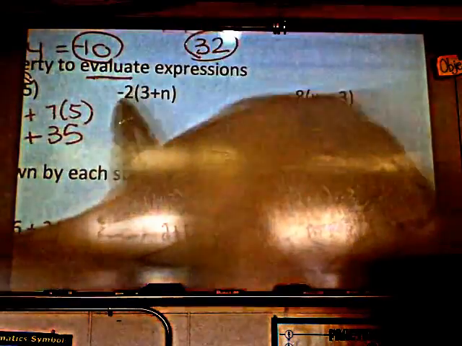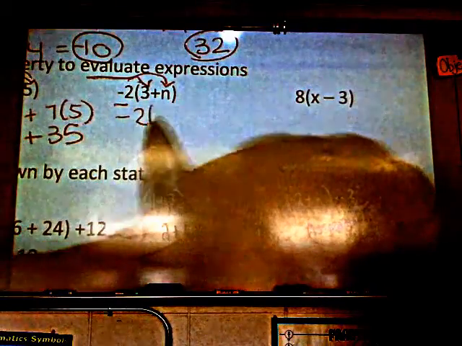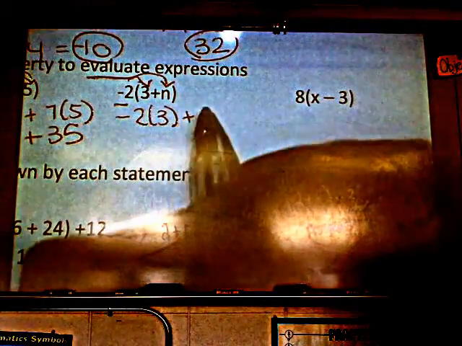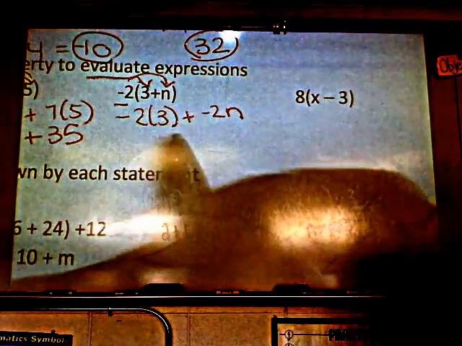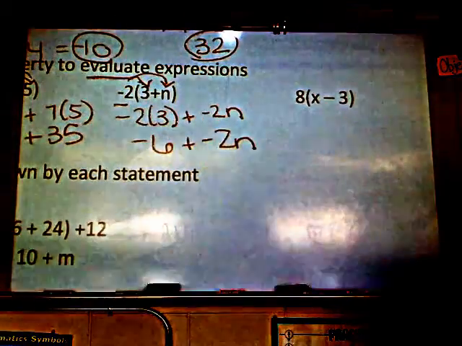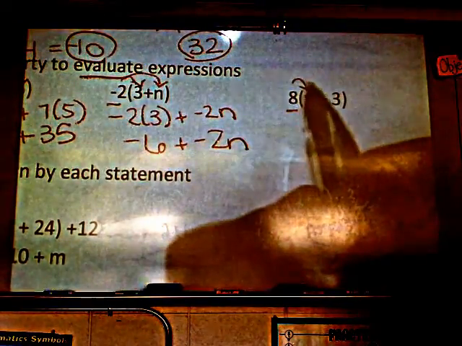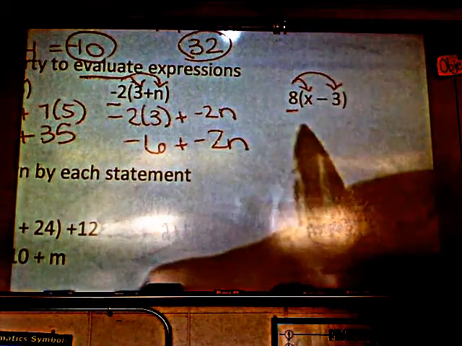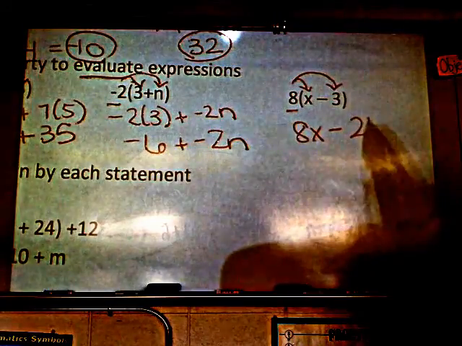Next one, I've got negative 2 that needs to be distributed into each term, so negative 2 times 3, plus negative 2 times n. Negative 2 times 3 would be negative 6, plus negative 2n. And then last but not least, I've got 8 being distributed into each term. 8 times x would be 8x, minus 8 times 3, which is 24.